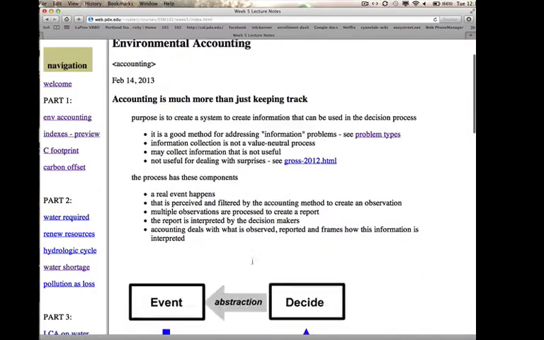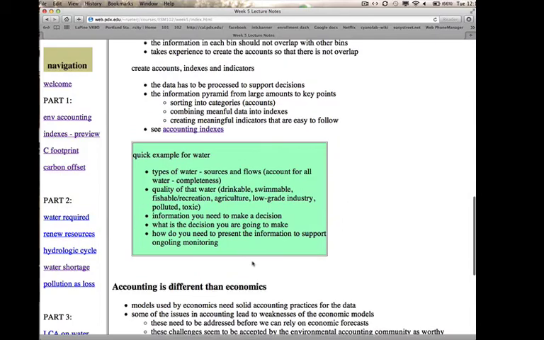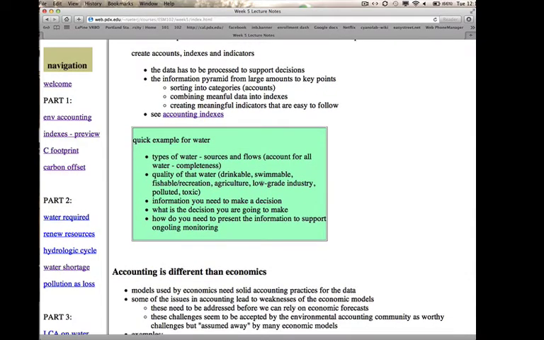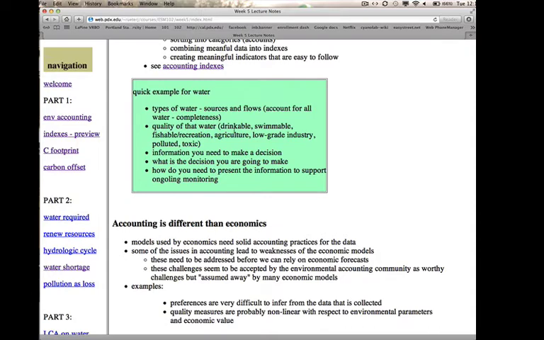So back to environmental accounting here. Here's an example of how we might do this. A quick example for water. Going through the process here, what are all the types of water, the sources and flows, and so account for all the water. That's the completeness. Then what's the quality of that water? What are the water quality standards that are applied to the water in all of those different sources and flows? Are they drinkable? Can you swim in it? Can you use it for recreation? That sort of thing. And then what information do you need to make a decision?